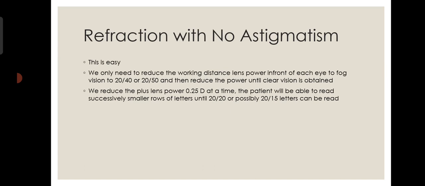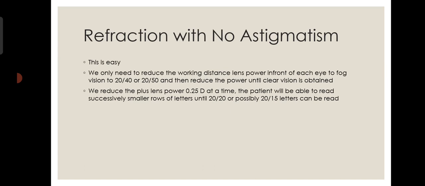Now let me talk about refraction with no astigmatism. If the patient does not have astigmatism, it is very easy to perform subjective refraction. Simply, the same way you are doing, you defog by plus 0.25 diopter from the working distance lens till the patient's vision is 20/40, and then reduce the power until clear vision is obtained, that is 20/20 or 20/15.